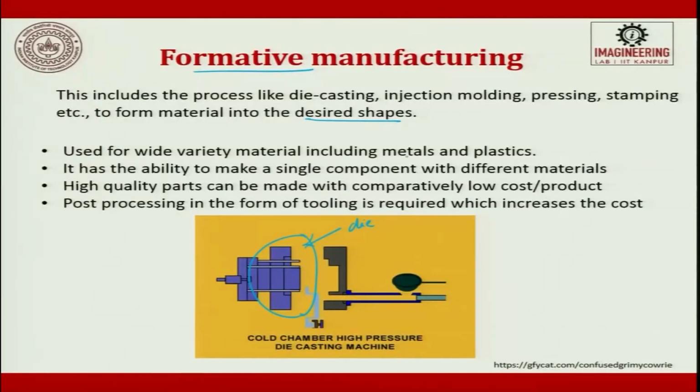It uses a wide variety of material from metals to polymers. It has the ability to make a single component with different materials. You can have inserts fitted, and when you inject the polymer the inserts stay back, and then you get the part. So, that is what they say, a single component with different materials. For example, the plug you use for an electrical appliance will have a steel insert and the rest made out of polymer. High quality parts can be made at comparatively low cost, but it is all possible only when the production rate is high. Post processing in the forming of tooling is required, increasing the cost.